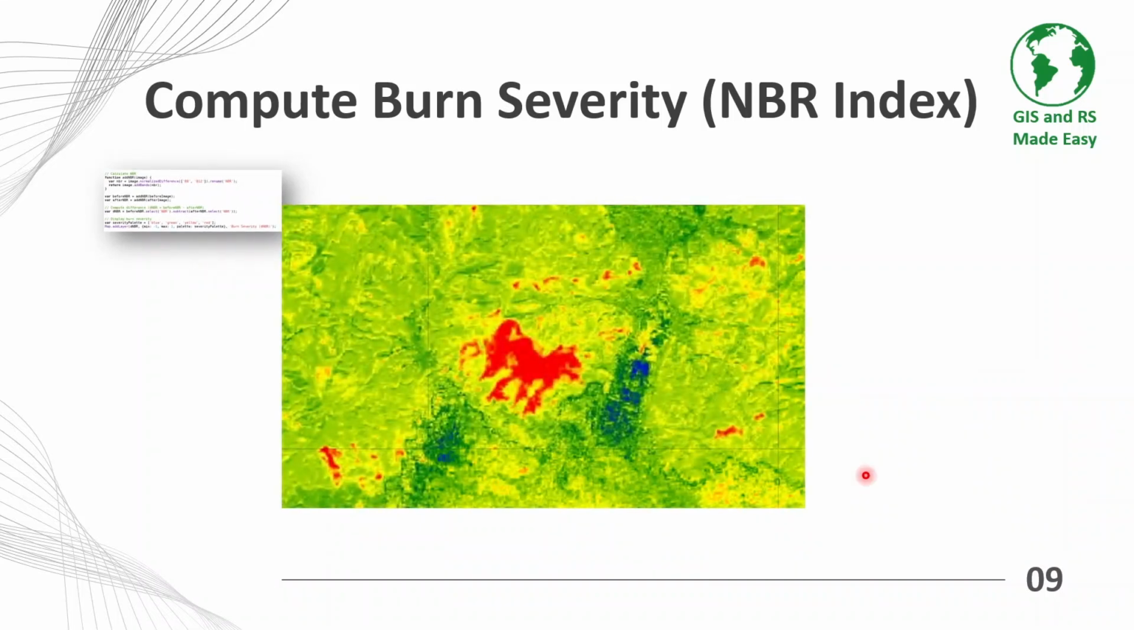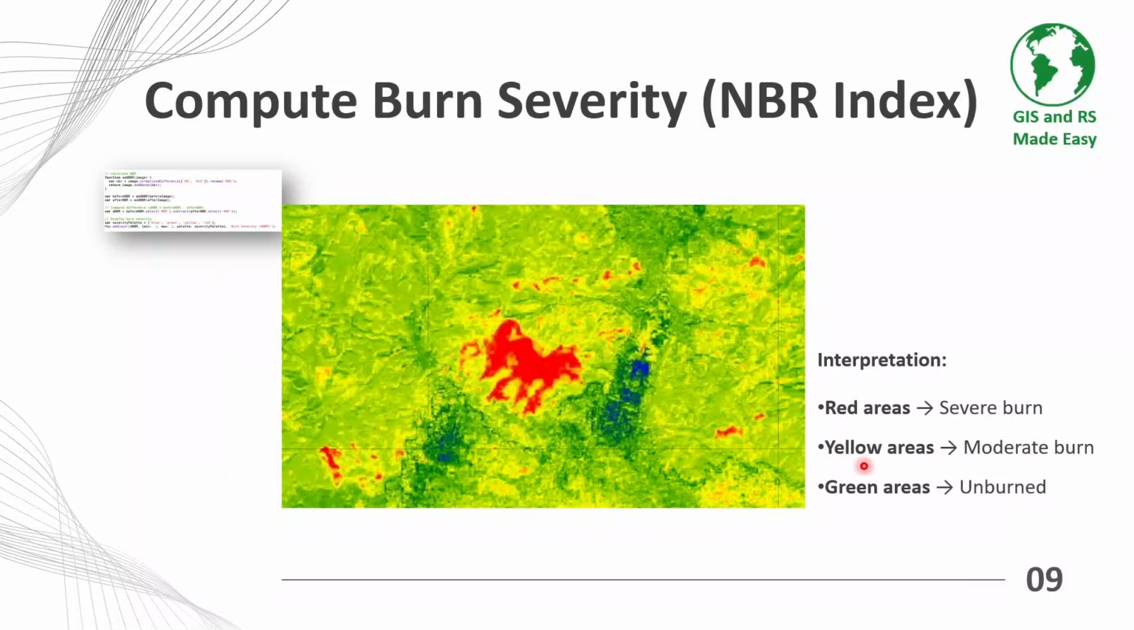So when we run this code, we will get one image like this. And how to interpret this image? The interpretation should be: red areas will be severe burned areas, moderately burned areas will be yellow-like, and the green and other areas are unburned.